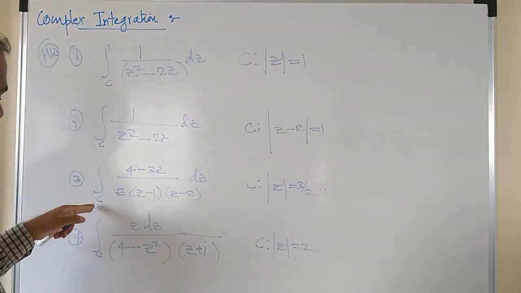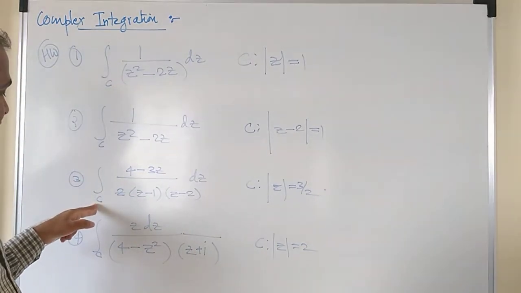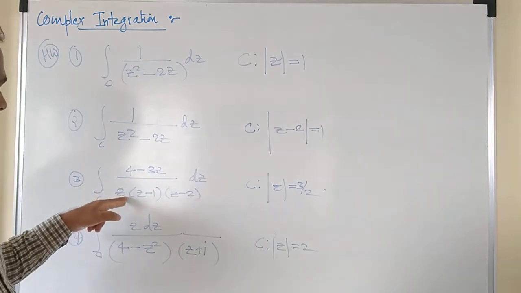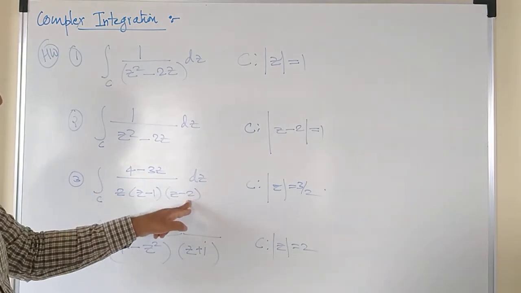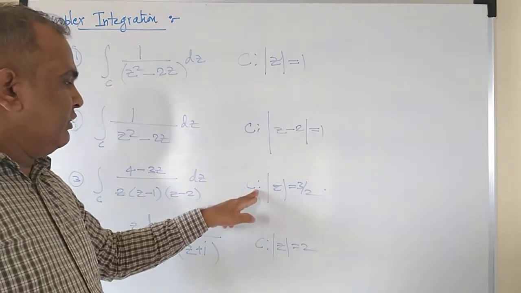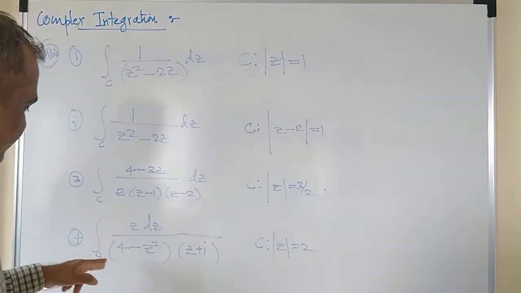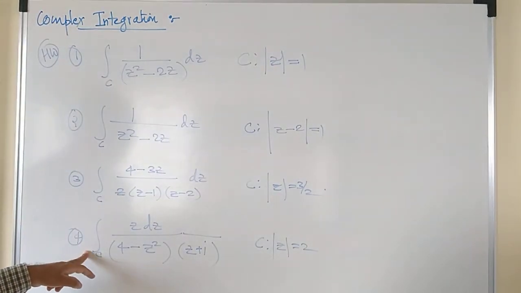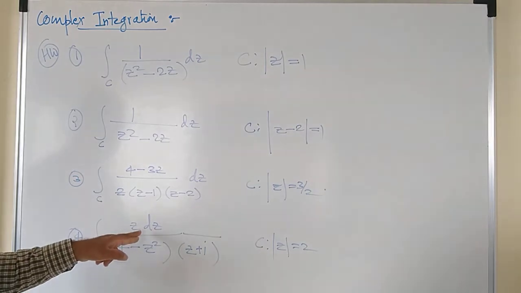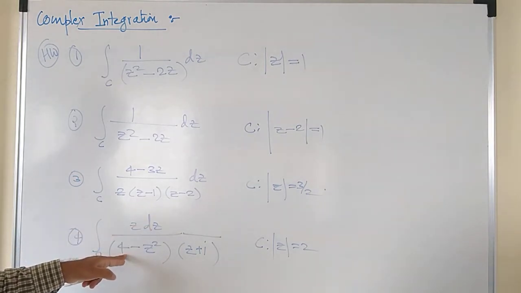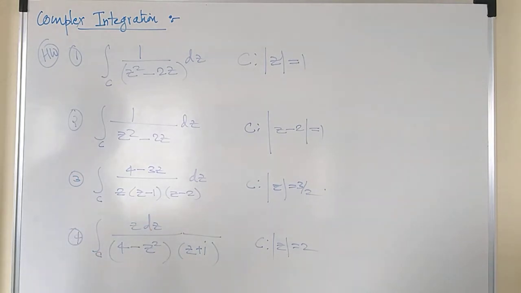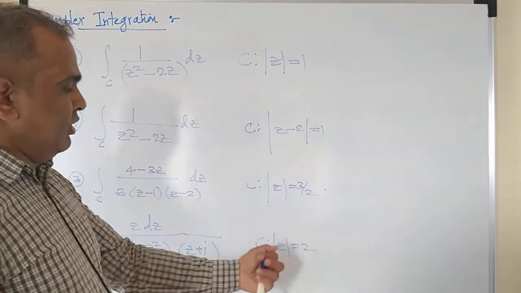Third one is the integral over the contour C of 4 minus 3z divided by z into z minus 1 into z minus 2 dz, and the contour equation is mod of z equals 3 by 2. Fourth, the integral over the contour C of z dz divided by 4 minus z square divided by z plus I, contour equation is mod of z equals 2.